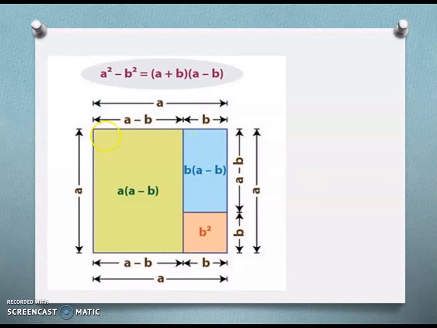So if you subtract b square from a square, that is the biggest square, the outer square, you will be getting these two rectangles. That is, what will be remaining is a into a minus b plus b into a minus b. If you combine both, if you take a minus b common, you will get a minus b into a plus b. So that is the geometric proof of the identity.